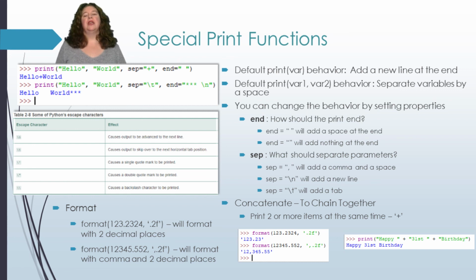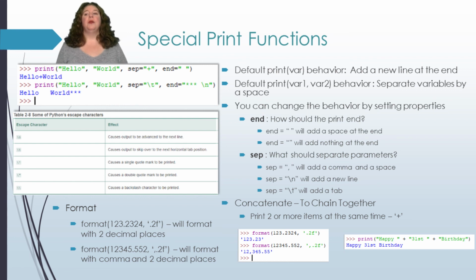So the default behavior for the print function is just a single variable, and it adds a new line at the end. The default print with multiple parameters separates them by a space. So if you don't do anything different, those two things should work fine. You can change the behavior of both the separator and the end character. You would type in SEP for separator equals and then change it, or END for end character.